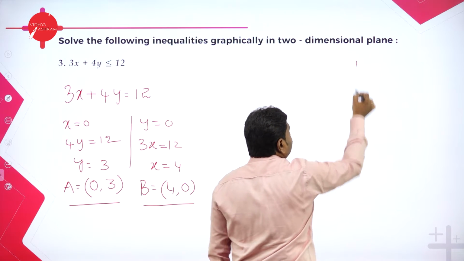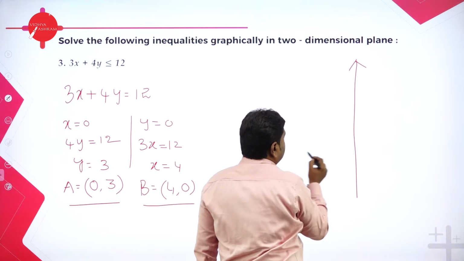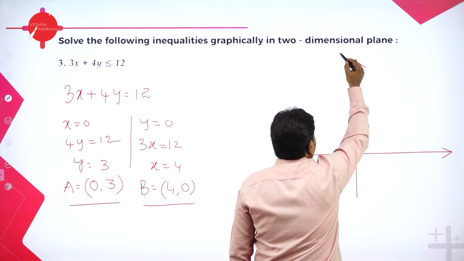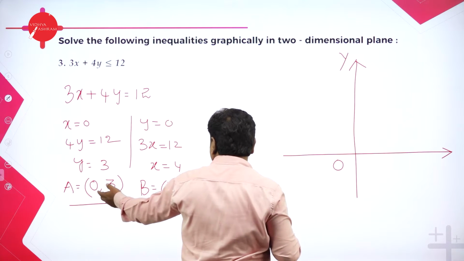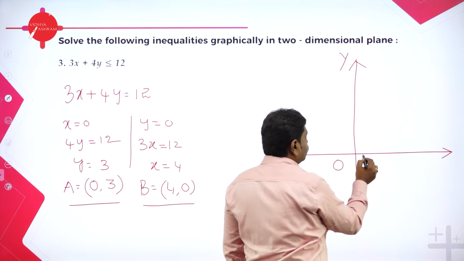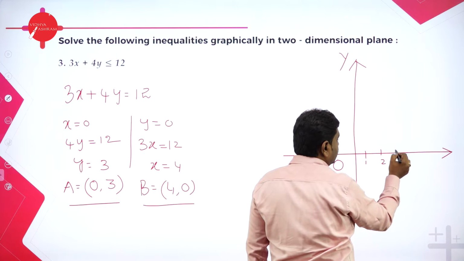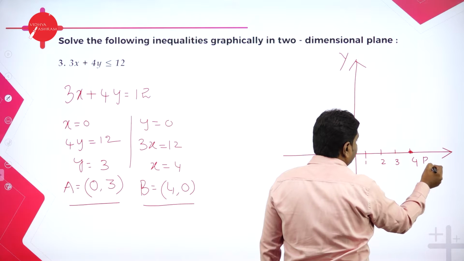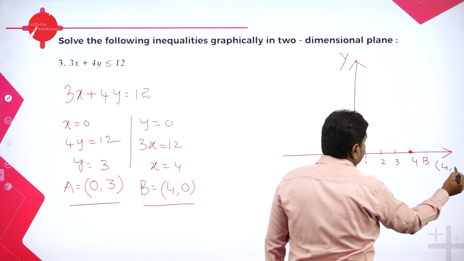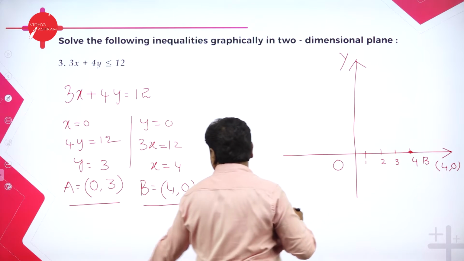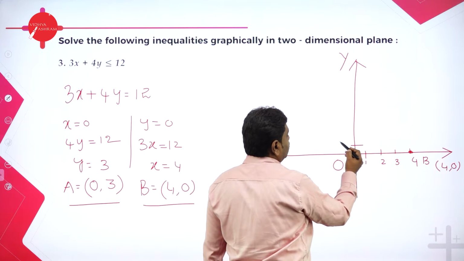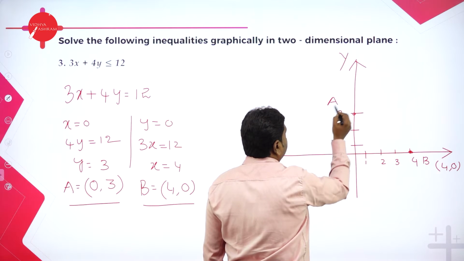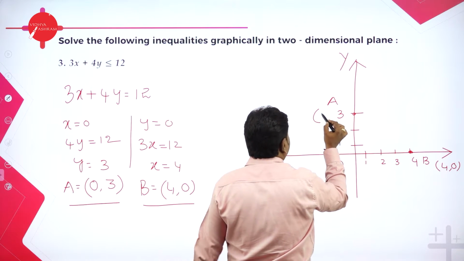Now in 2 dimensions, take the x axis, take a scale and plot it. This is origin, and this is the y axis. On x axis we have 4 comma 0. So 1 centimeter is equal to 1 unit. On x axis I have point B, that is 4 comma 0, and on y axis I have a point 0 comma 3. This is 1, 2, 3. So on y axis I have point A, which is 0 comma 3.